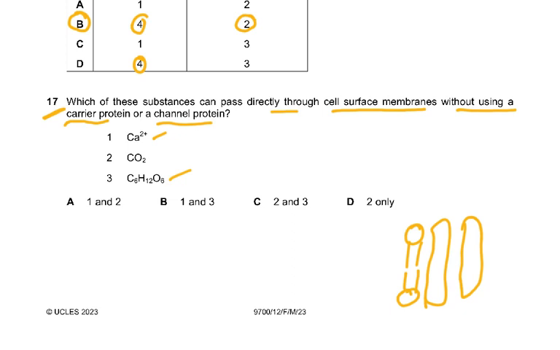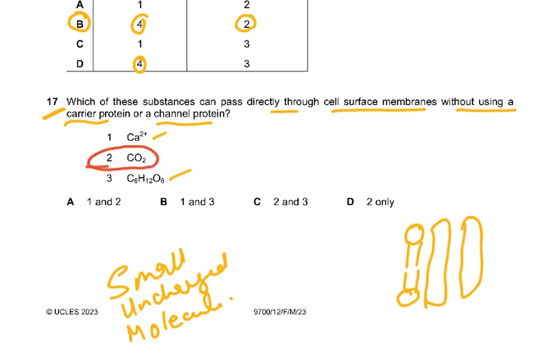Now, what can pass through? I give you this mnemonic when I teach you this: small or uncharged molecule. These can pass the phospholipid bilayer and do not need channel proteins. So only carbon dioxide, which is a small molecule, will be able to pass. So the answer is D.